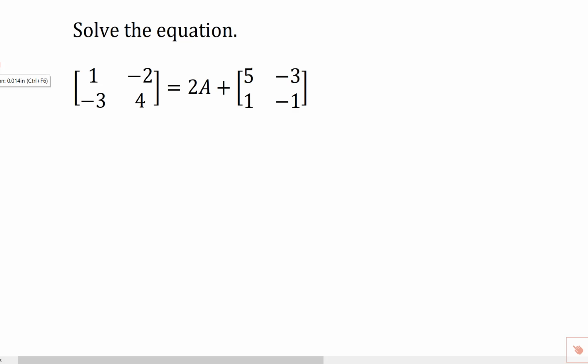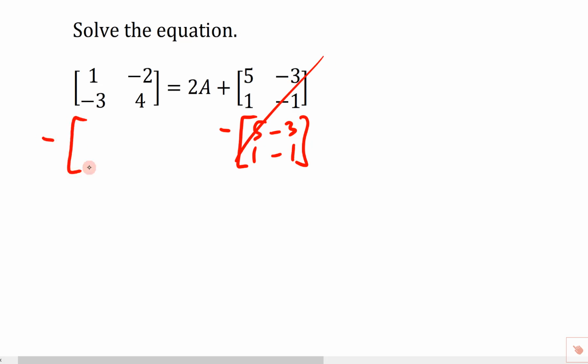All right, so with this equation, just like any other equation, we're going to isolate the variable term. The variable's right here. So I'm going to get rid of this matrix by subtracting it. It's just like subtracting a constant here. So we're going to subtract that from both sides. Now, I could get away with just crossing that off and saying I'm going to subtract this one over here. So this is a 5, a -3, a 1, and a -1.